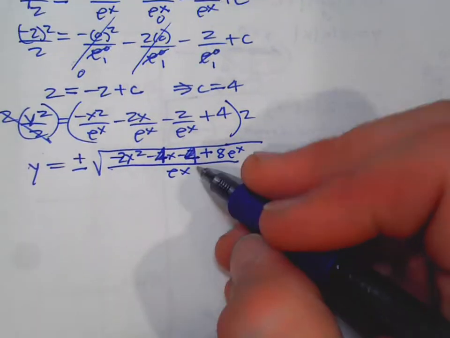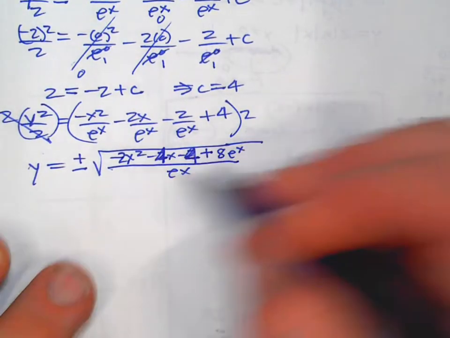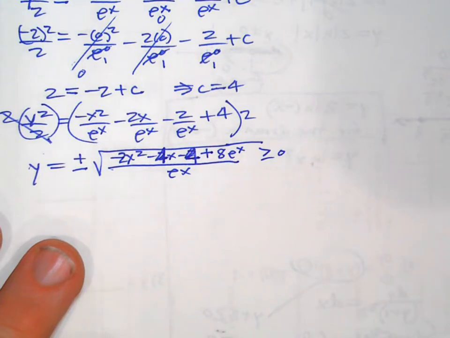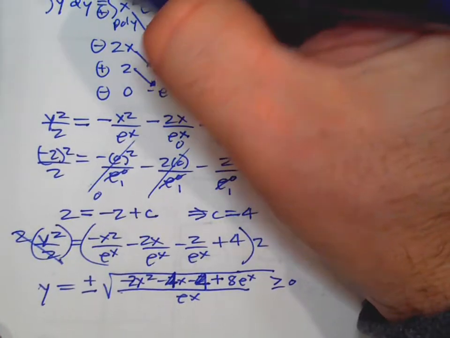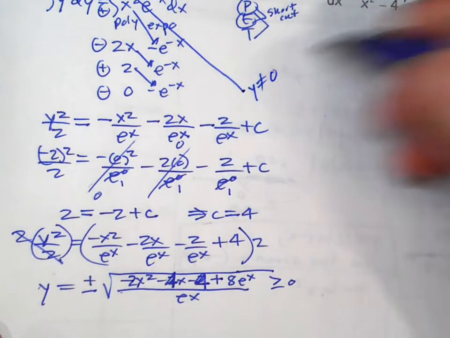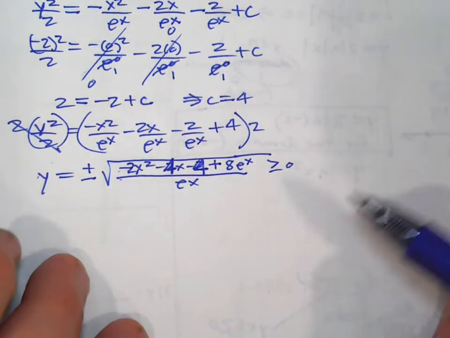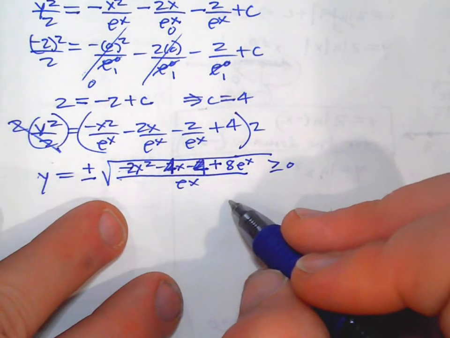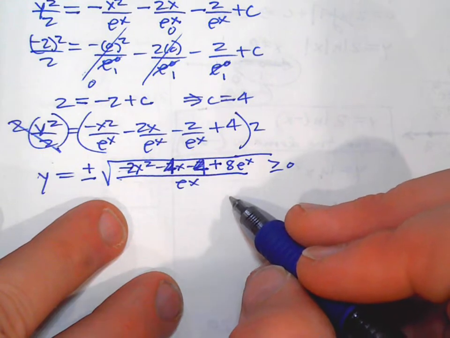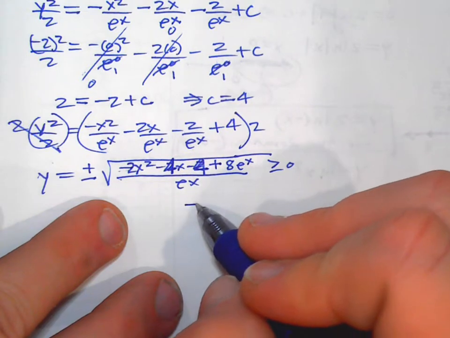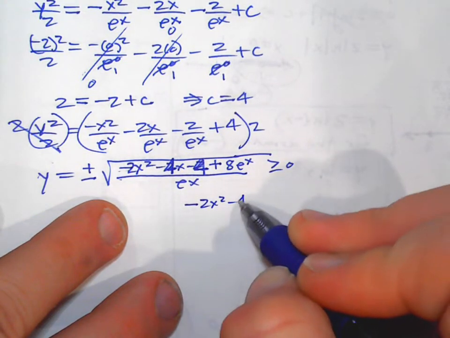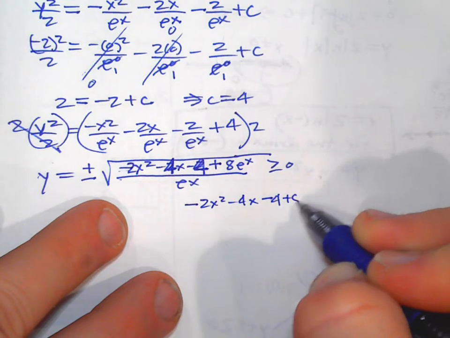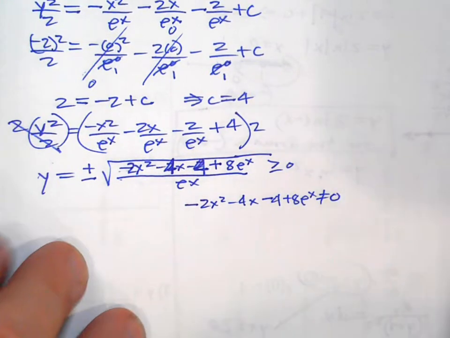Now, this can't be 0. That's fine. But the inside of this has to be greater than or equal to 0. That's an issue. Up here, y cannot be 0. Which, by the way, is going to be the same thing as what makes this inside equal 0. So we're doing the same thing in both places. So it's really the numerator. Okay, so we have negative 2x squared minus 4x minus 4 plus 8 e to the x cannot equal 0.